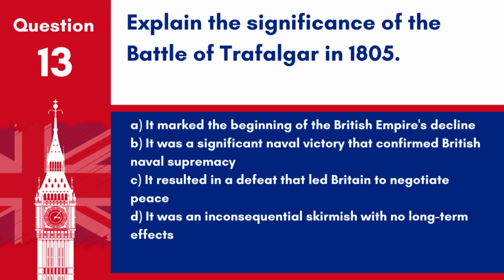Question 13. Explain the significance of the Battle of Trafalgar in 1805. A. It marked the beginning of the British Empire's decline. B. It was a significant naval victory that confirmed British naval supremacy. C. It resulted in a defeat that led Britain to negotiate peace. D. It was an inconsequential skirmish with no long-term effects.